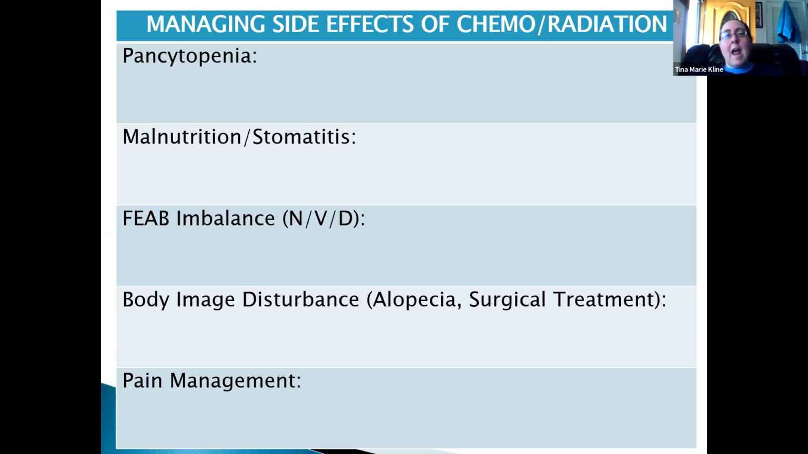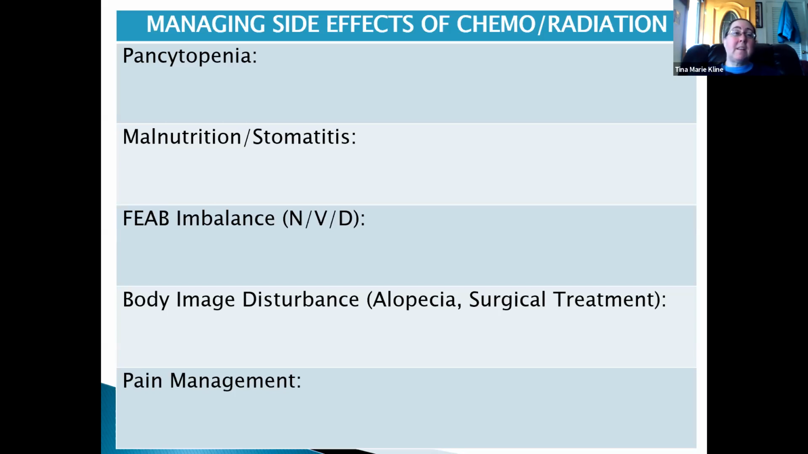For leukopenia and neutropenia, these are really serious. And again, when I mentioned the nadir, that's the time that those counts are the lowest after chemotherapy. So that's 10 to 14 days after chemotherapy, where those counts are going to be the lowest and they're going to be at the highest risk for infection.